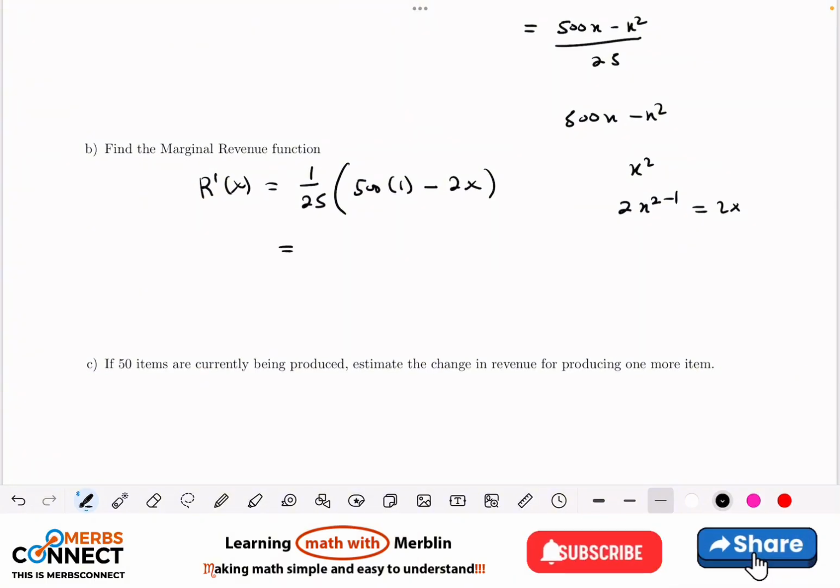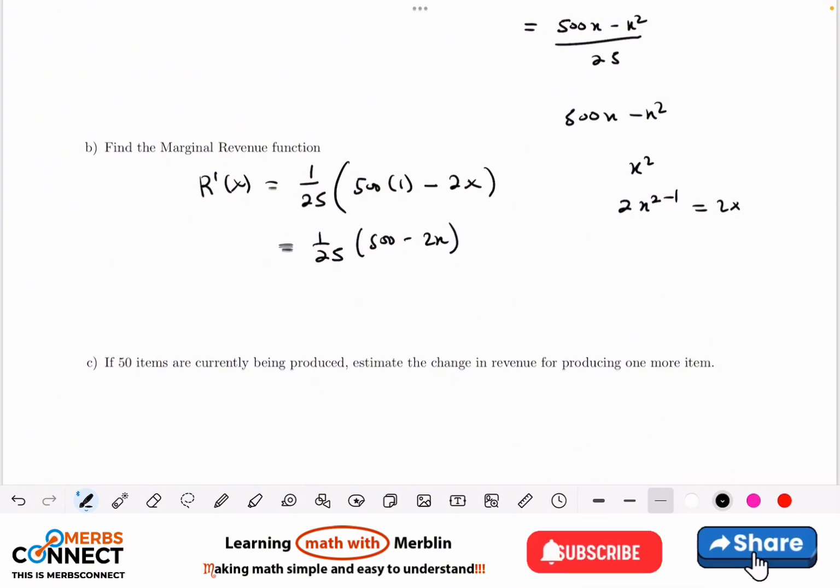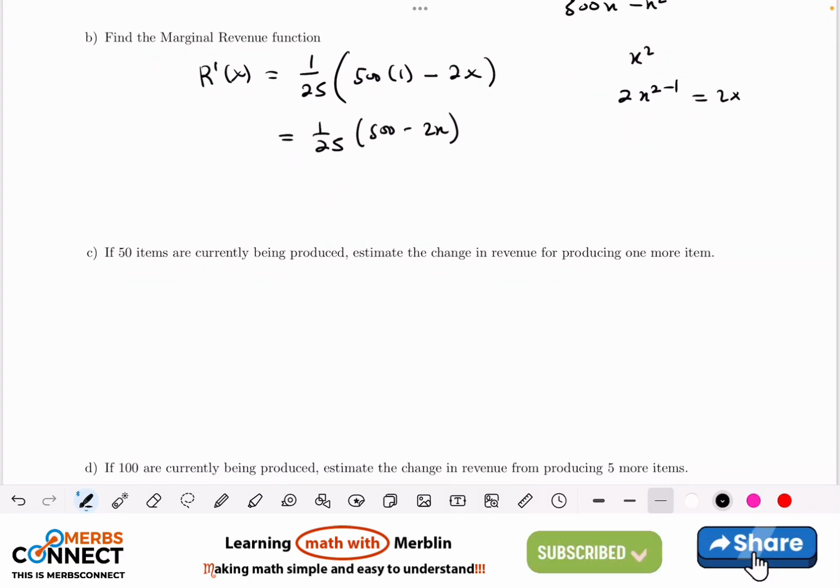So I simplify this, then I have 1 over 25 times 500 minus 2x. So this is what I'm going to get at the end of the day, right? This will be the marginal revenue function. Now let's look at the C.